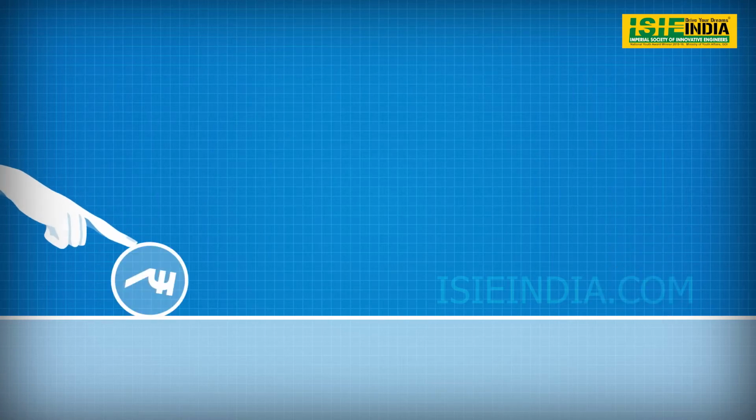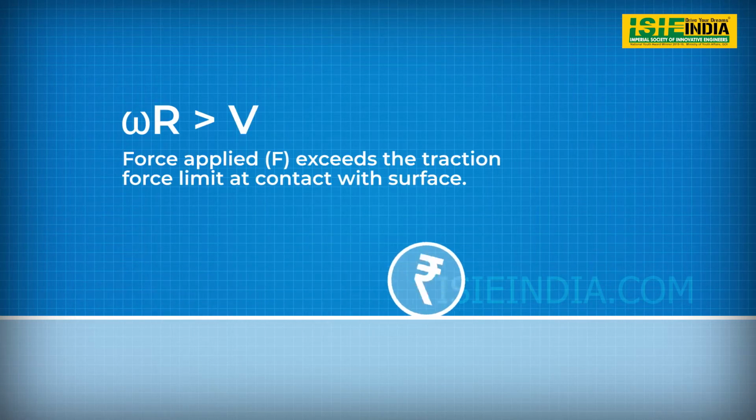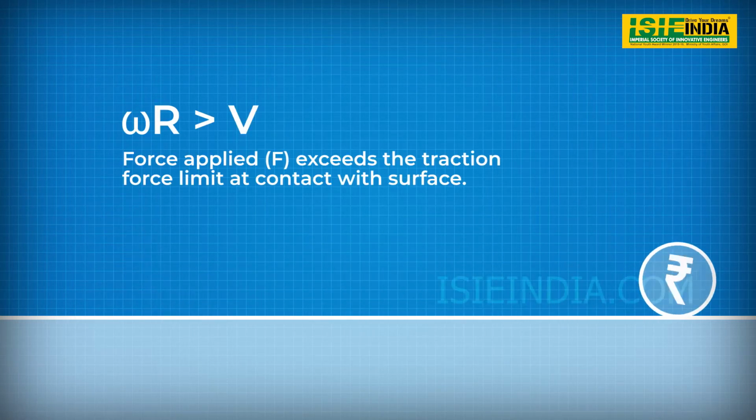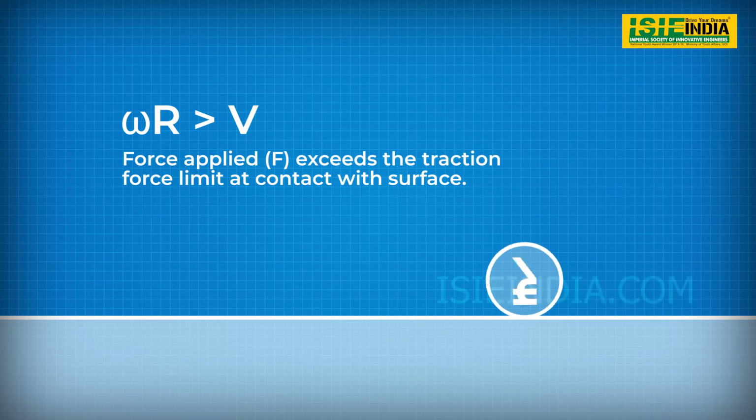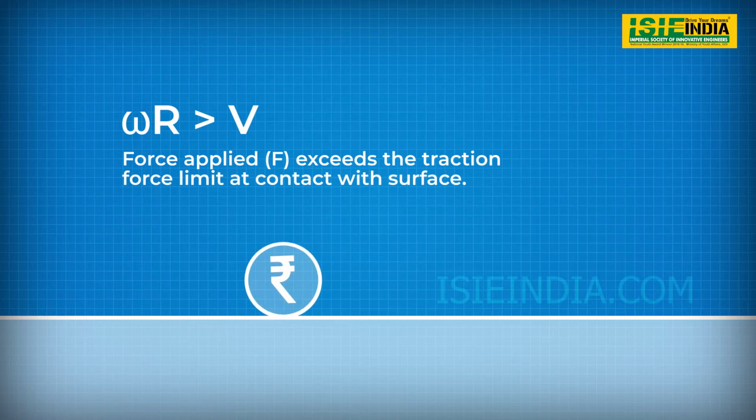For the same coin, now position your finger at an angle and try to push it. This time the force applied is greater in magnitude as compared to the force applied earlier. The coin then moves forward, rotating at an extremely high speed. As you can see, the rotational speed of the coin is much higher than linear velocity. Now this majorly occurs because the force applied exceeds the traction force limitation to the coin.